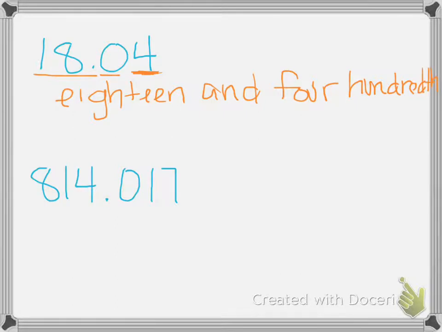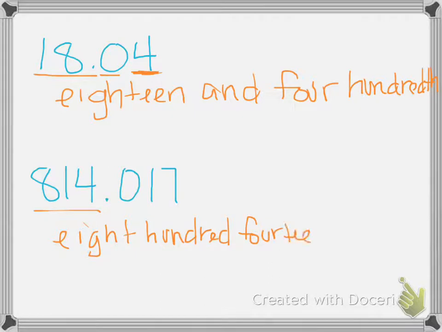The next one, we look at our whole number, which is 814. Then we look at our decimal point, so we say and. We have nothing in our tenths, and then we have 17. And since it ends in our thousands place, we say thousandths.